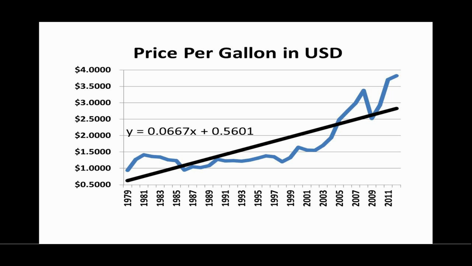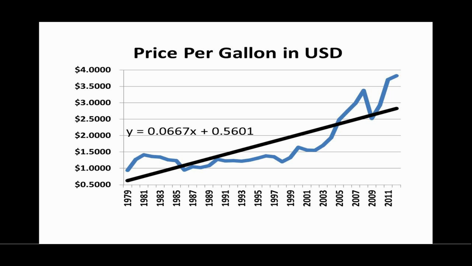According to the black line, in 1980 it would have been roughly 63 cents. The next year it would have been 70 cents, then 77 cents, and so on, to get to the point where we're at right now. Now, the black line really doesn't get to the point where we're at now, because the price has gone up a lot more rapidly over the last few years.